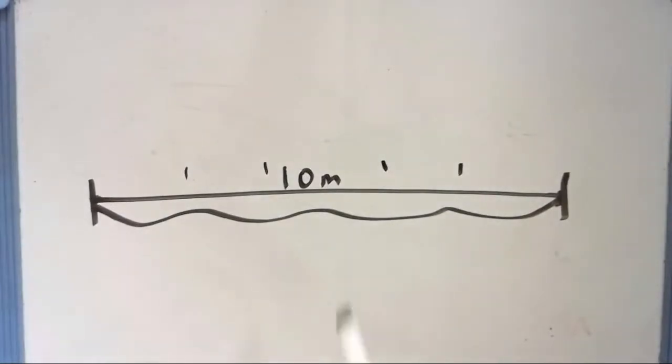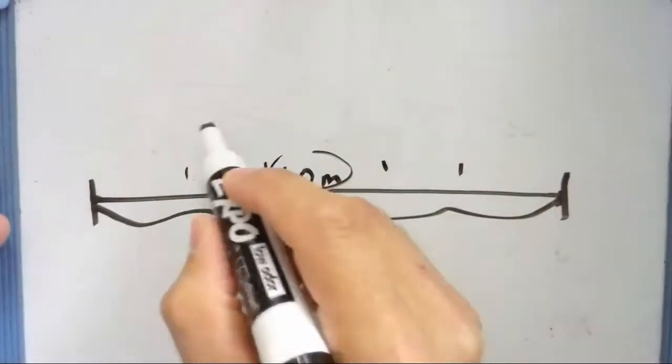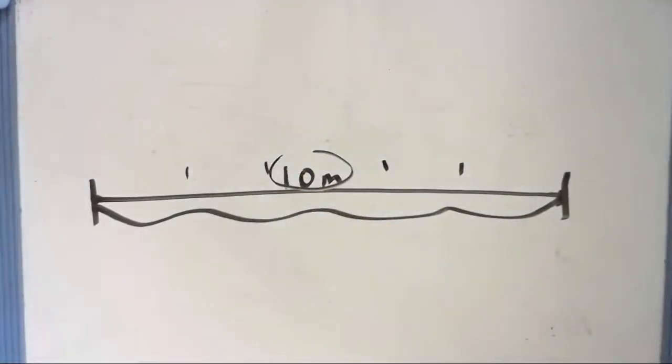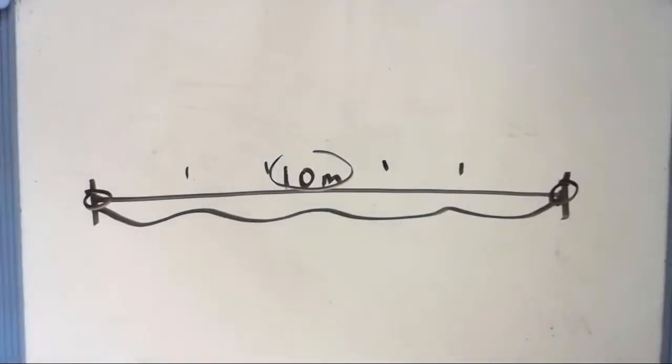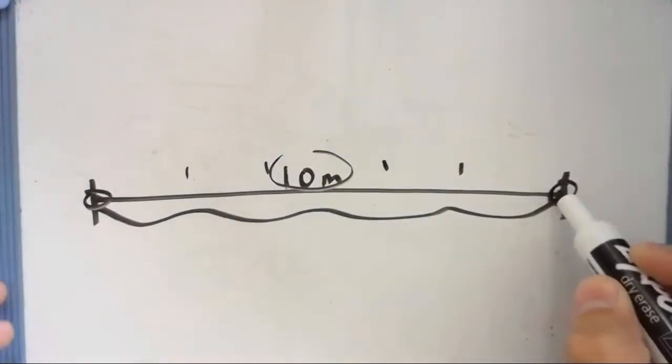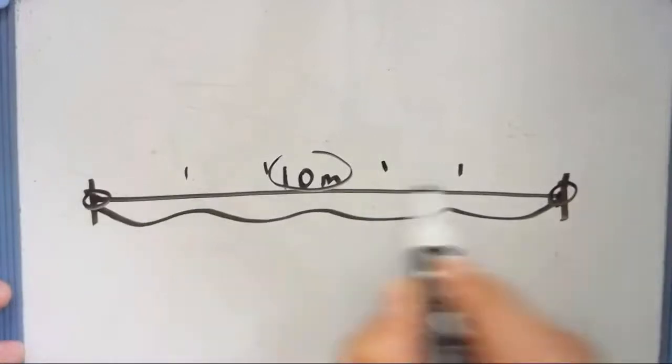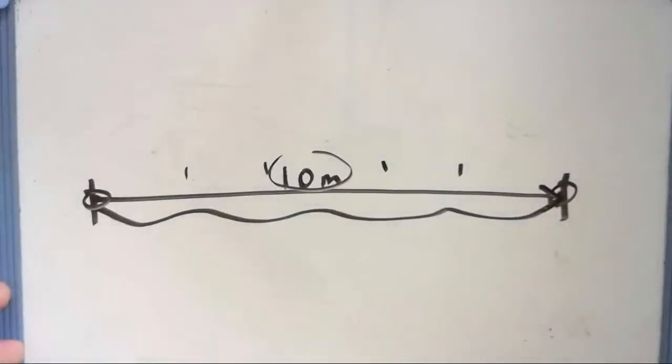The question is, that 10 meters, is that the distance or the displacement? Well, the answer is that's the displacement, because that's the straight line distance from the beginning to the end of the trip. That's the change in the car's position. It is at this point displaced 10 meters to the right of where it started.